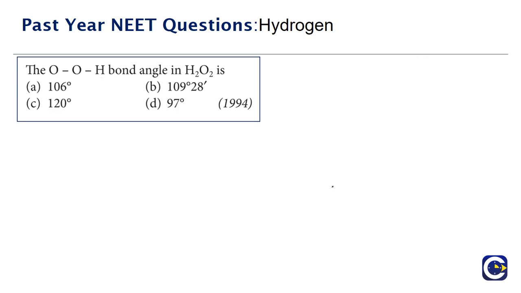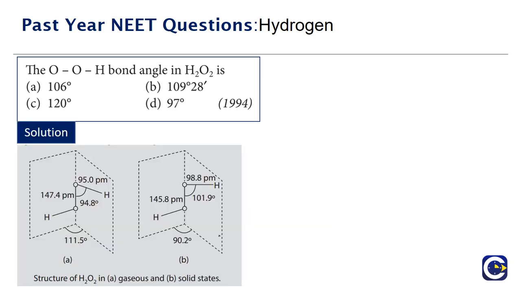This is another question that has come on the structure of H2O2. The OOH bond angle. Now this is not the dihedral angle, they are asking about the OOH bond angle in H2O2. Now as we have already seen, in the gaseous state and solid state, the bond angles will be different. The OOH bond angle over here in the gaseous state is 94.8 and in the solid state it is 101.9. So the average of these two will be coming close to around 97. That will be the OOH bond angle in the case of H2O2. So the correct answer for this is option D, which is 97.